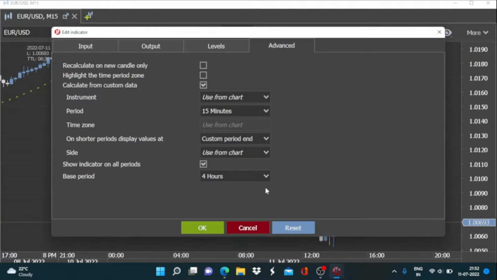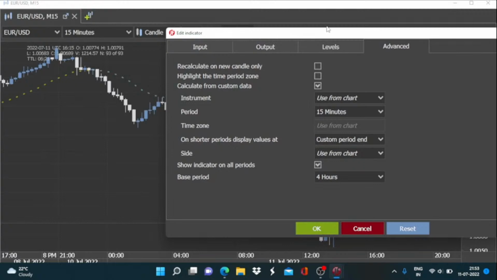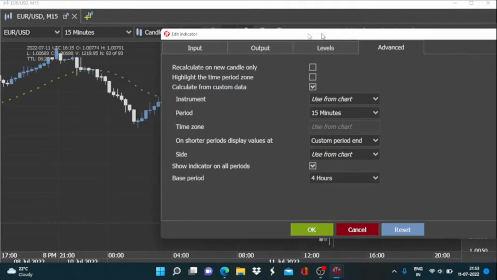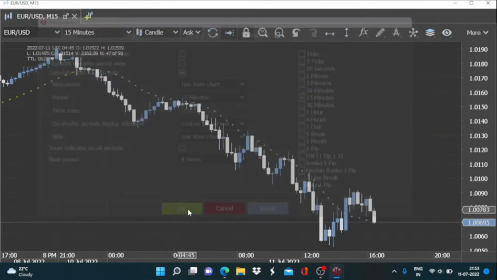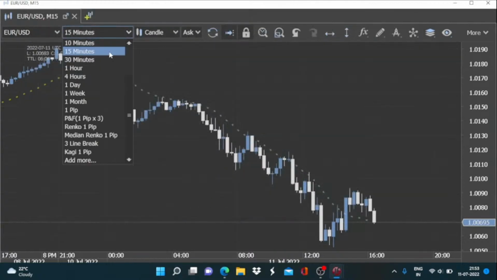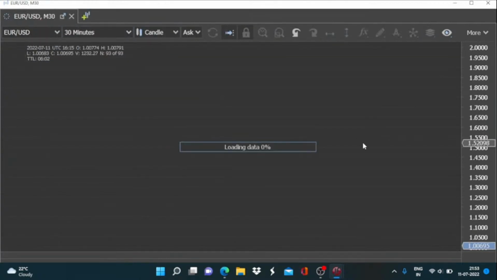Show indicator on all periods. If you opt for this, then whenever you change the candle period from say 15 minutes to hourly or 4 hourly, it will be plotted. But if you uncheck this box, then only on the chart time frame on which this box has been ticked, only on that candle period the plotting will be done. Otherwise, no DMA will be shown. If you change it to say half an hour, then no DMA will be plotted.